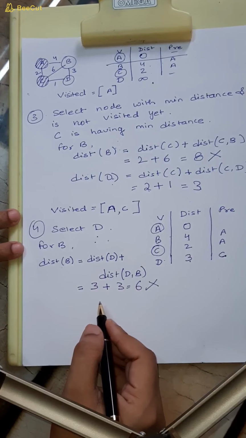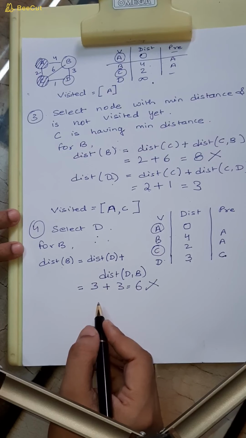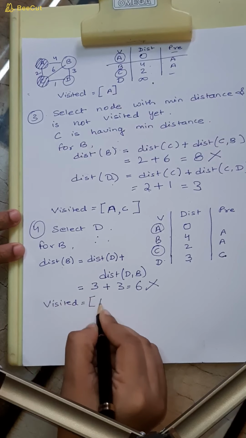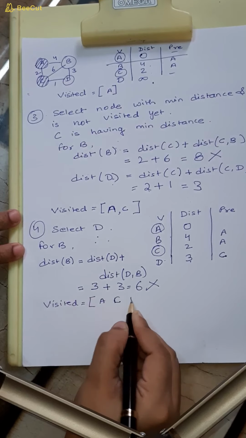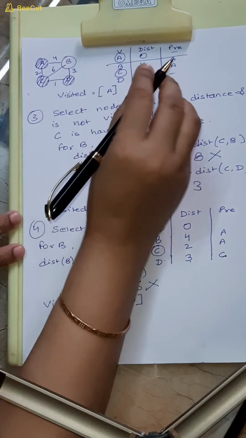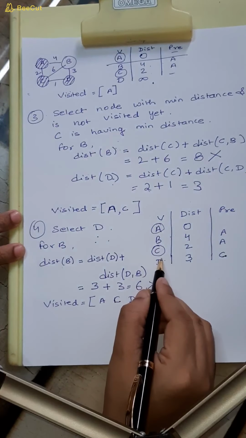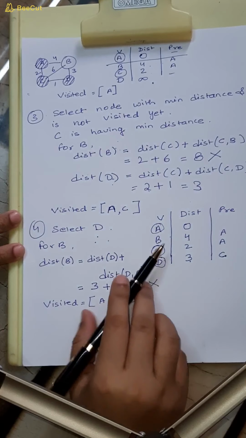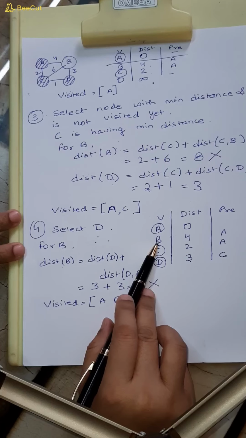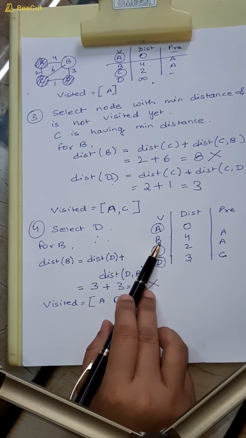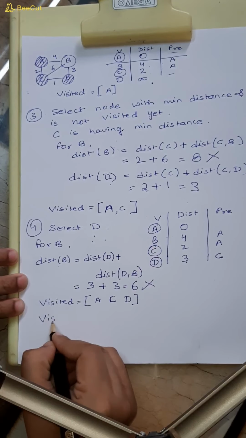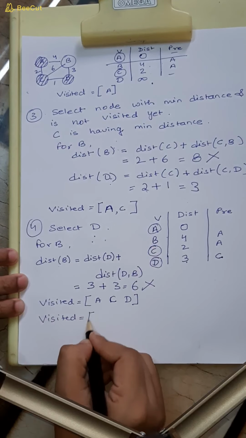And there are no more nodes which we can explore. So simply in the visited array we are going to add D also, A, C, D, and we'll mark D as visited. Now the next node which is left is B. Now for B also, as no more nodes are left which we can explore, so simply we are going to add B in the visited array. So in the visited array we'll add B like this.